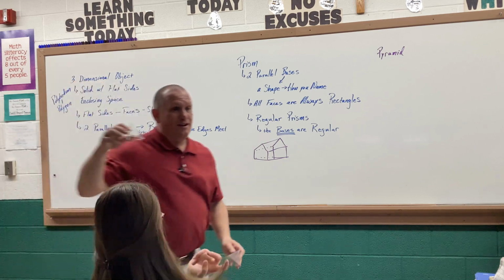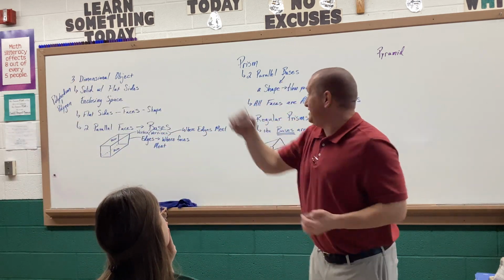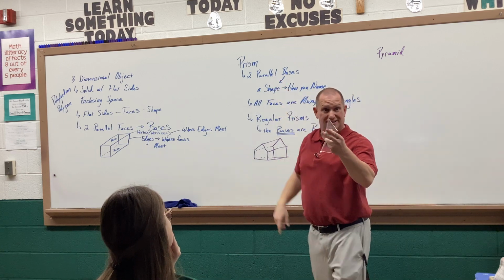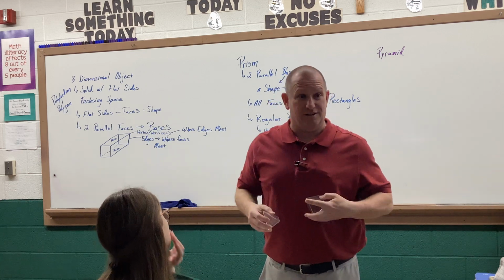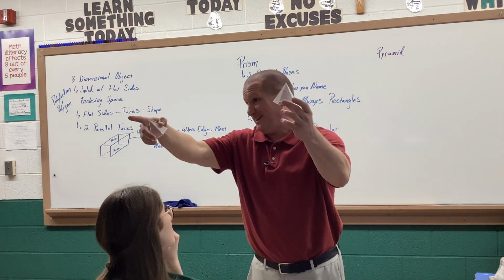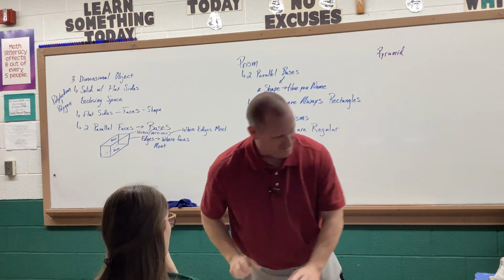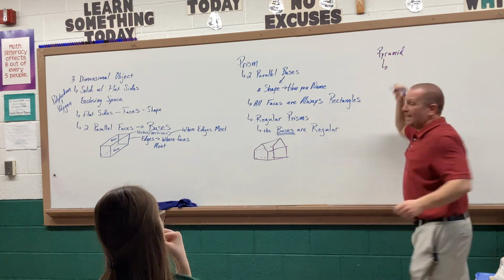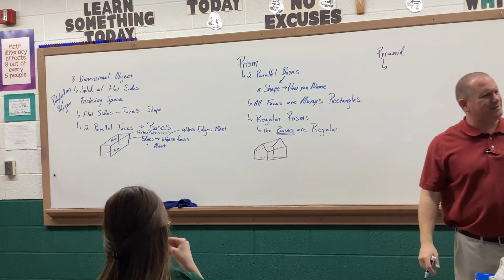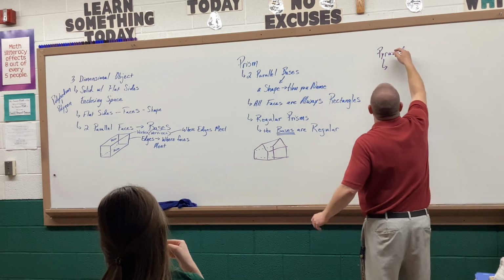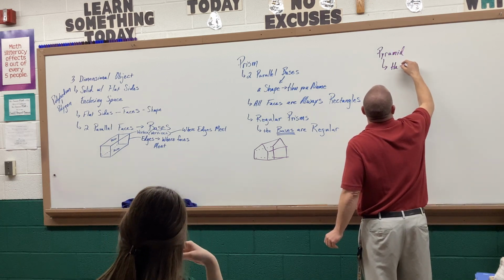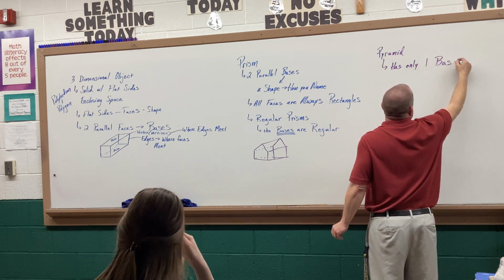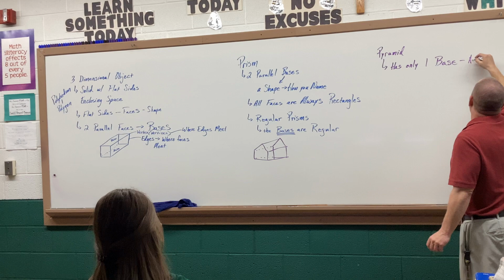I'm so confused. Right. This can't be a prism because it doesn't have 2 bases that are parallel to each other. So it's a pyramid. Are you sure? Yes. Or is this one only a pyramid? That's not a prism. A pyramid is not a prism. A pyramid has only one base. And that base is any shape.